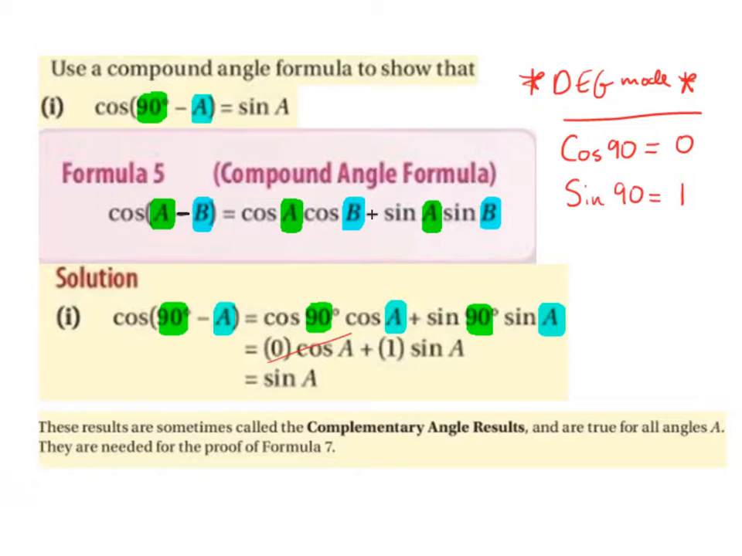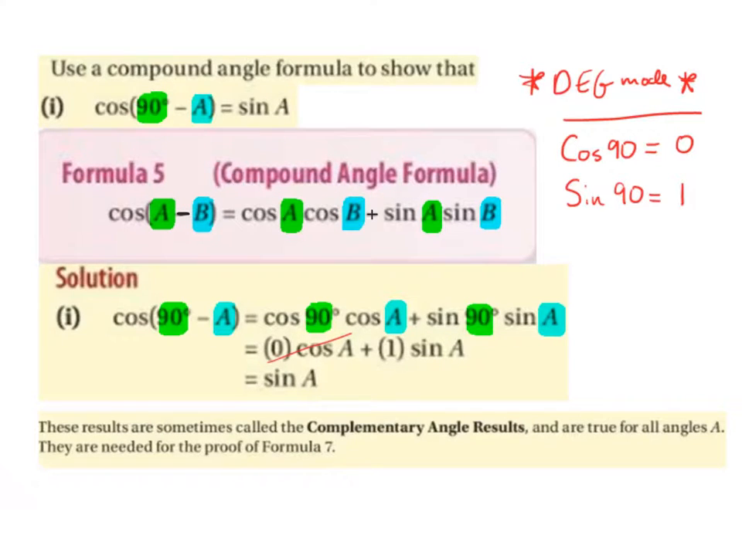on page 14 is because in our question we were given cos of something minus something. And in your formula book, the only formula that is cos of something minus something is cos of A minus B. And that is equal to cos of A cos of B plus sine of A sine of B. So the 90 degrees represents the A and the A represents the B.